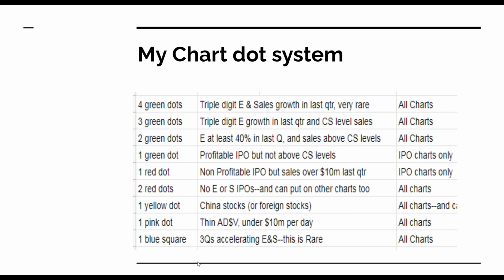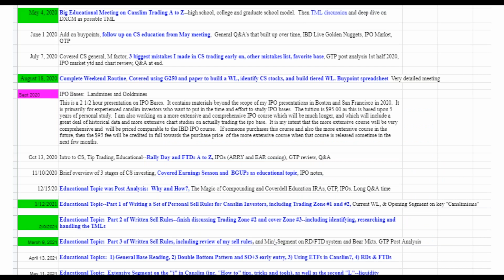And then the other dots that are explained there, the yellow dot just reminds me it's a foreign stock. Pink dots are thin. Blue square, 3/4 accelerating earnings and sales growth. That's kind of rare. I want to pay attention to that.